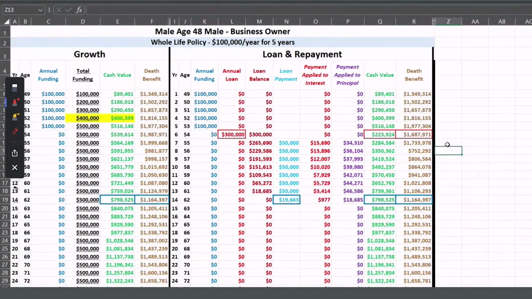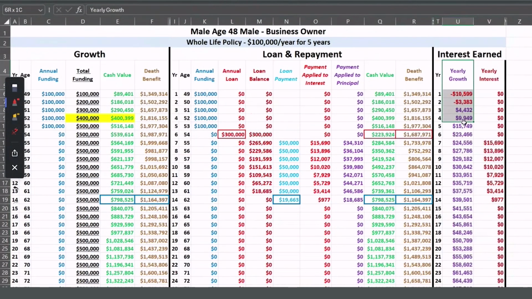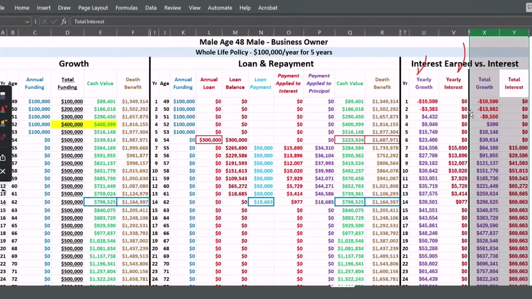What he also wanted to see is what his cash value is growing by and compare that year over year with what he's paying in loan interest. A lot of real estate investors love to see this because it shows the net numbers. What am I getting from the insurance company every year? And then what am I paying them in interest? That shows that on a year-to-year basis. And then we've got the totals on the far right, which just shows the total gain.